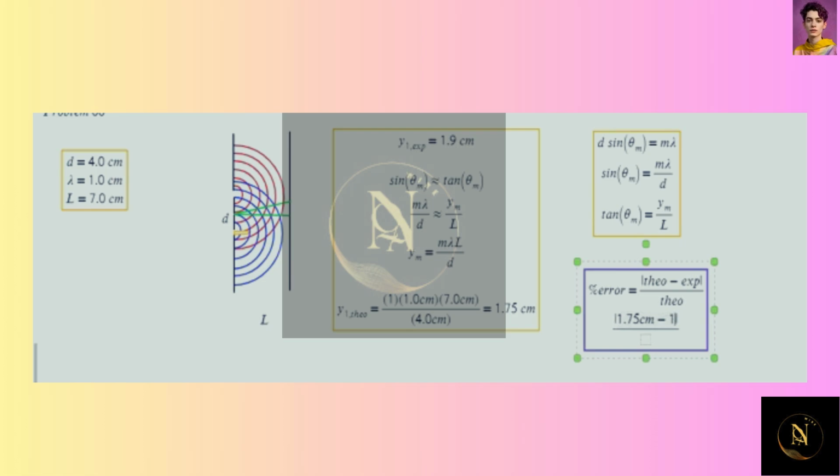The experimental value is 1.9. And we're going to divide that by the theoretical value, which is 1.75 centimeters. Centimeters here, so those are going to cancel. And to get a percentage, let's not forget to multiply by 100. So this is all going to be multiplied by 100 so that our answer is going to be a percent. So let's go ahead and run that through the calculator. Let's see what we get.